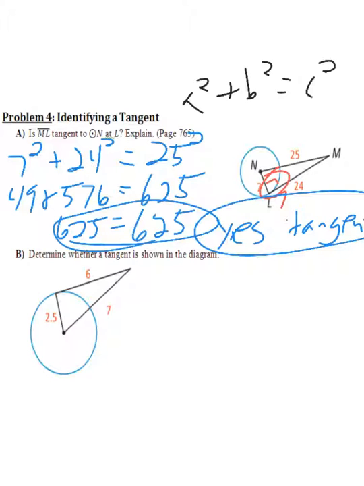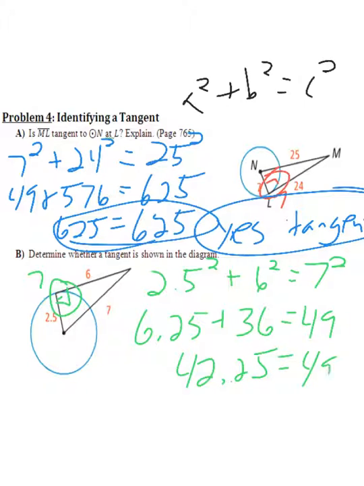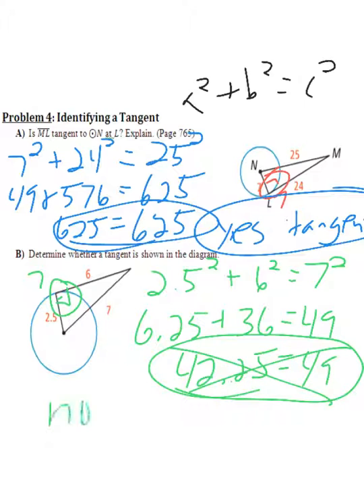Same thing down here. I'm looking for whether this is a 90-degree angle or not. So I test it out. A squared plus b squared equals c squared. Does this work? Well, 2.5 squared gives me 6.25. 6 squared is 36. 7 squared is 49. If I add these two together, I get 42.25. So according to this, 42.25 is equal to 49. That does not work. So we say no, that is not tangent, because it doesn't form a 90-degree angle.